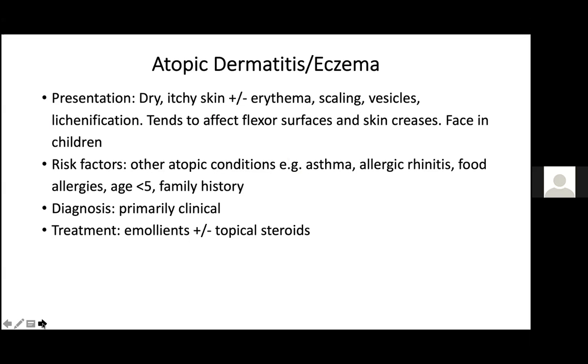Risk factors for atopic dermatitis, well, other atopic conditions, so things like asthma, things like allergic rhinitis, food allergies. It is more common in people under the age of 5, and it is more common in people with a family history of similar things. And the diagnosis is primarily clinical, and the mainstay of treatment is emollients, so moisturisers, keeping that skin as moist and supple as possible. And we treat with topical steroids for any flares.